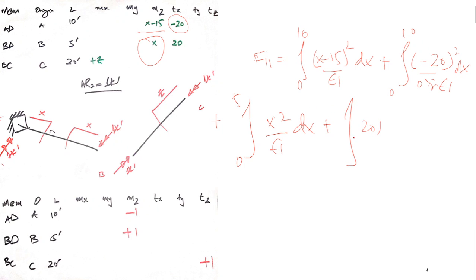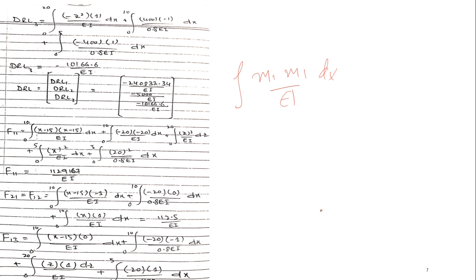20 has to be multiplied with 20 square over EI. Again this is torsion, so this would be 0.8 EI. Limit is 5 to 0. Finally this z square dz, the limit is 20 to 0, and divided by EI. You have to solve it, so you will solve it and you will get this value.